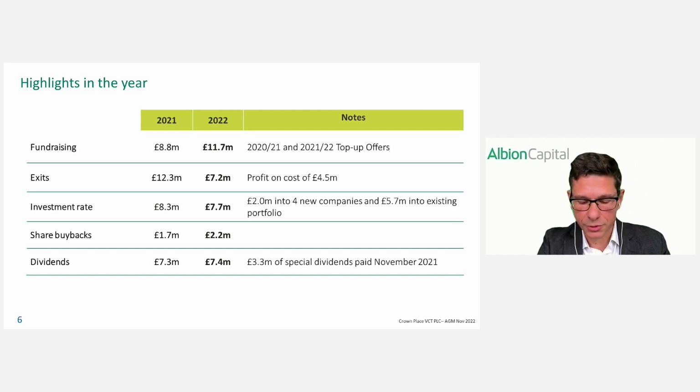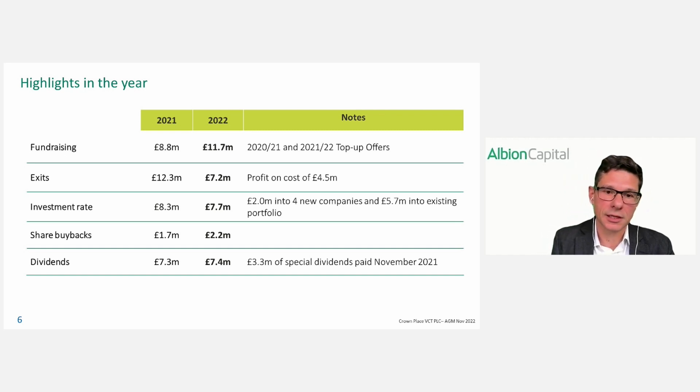The investment rate continued to be strong. 7.7 million was invested, of which 2 million into 4 new companies and 5.7 million into the existing portfolio. I'll come to talk later about how we invest early in companies and continue following them in later rounds. Therefore, our follow-on investments are expected to be larger than the new company investments in any given year. Share buybacks were 2.2 million, which is very much as expected given the size of the company and previous years. In addition, the company distributed 7.4 million of dividends back to shareholders, tax-free, including the 3.3 million special dividend paid in November 2021. Next slide, please.